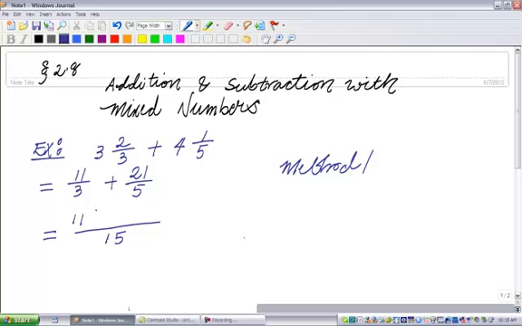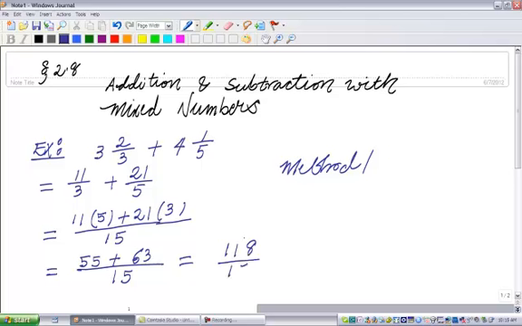So it will be 11 multiplied with something plus 21 multiplied with something. What goes in the first parenthesis? 5. You divide 15 by 3, you get 5. Here you get 3, right? Okay, so then what do I have? It's 55 plus 63, divided by 15. Okay, that's equal to what? It's 118 divided by 15, right?